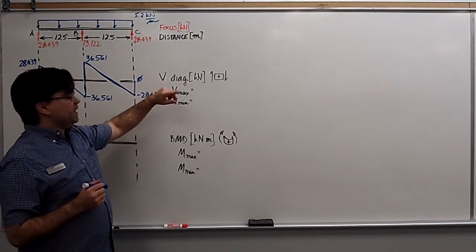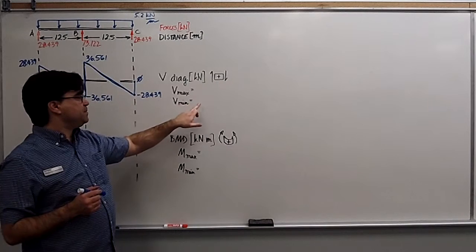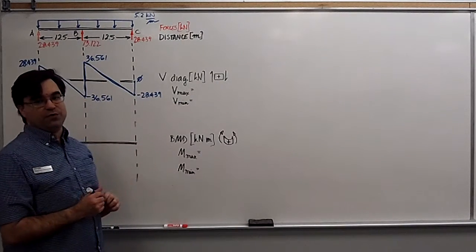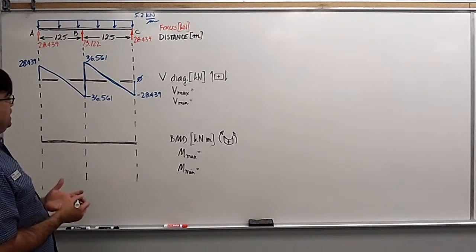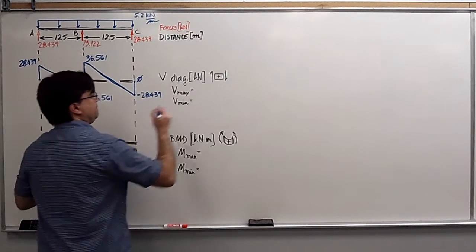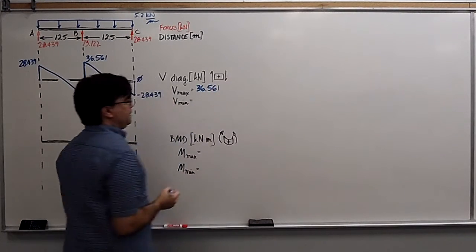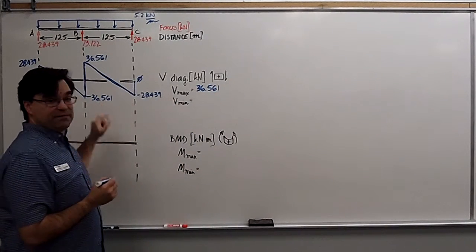I've already labeled my shear diagram with units, sign convention, max, min. I'll just fill this in so I can move on to the bending moment diagram. The max shear is 36.561. The min shear is that value negative.